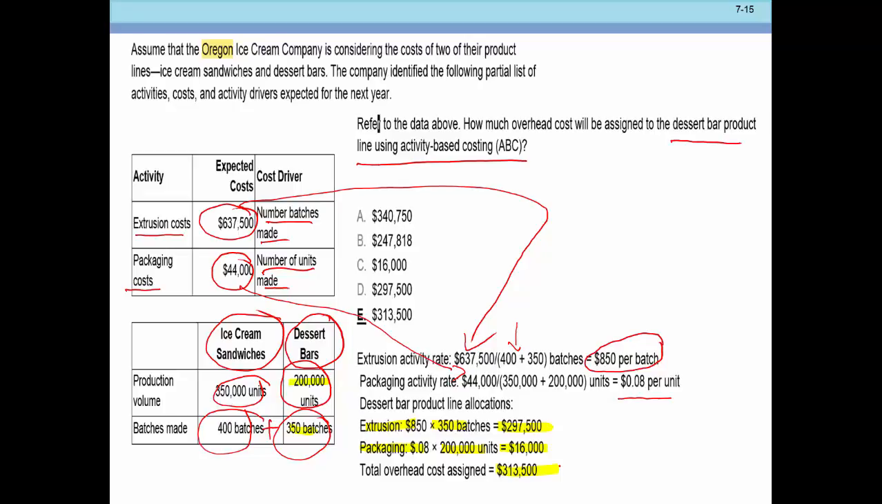If you understood that first little problem that we went through on that PDF file, these are easier than that one, aren't they? Because there's only two activities. Question? Okay, let's try another one.